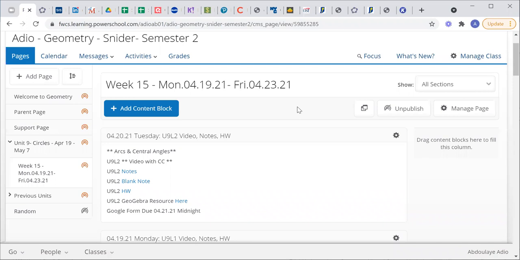So today we're gonna quickly see what we call arcs and their central angles. We already saw central angles yesterday, so we're just gonna talk a bit about it again. And the date is there, the homework is there.